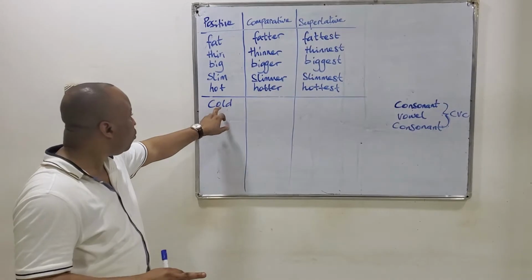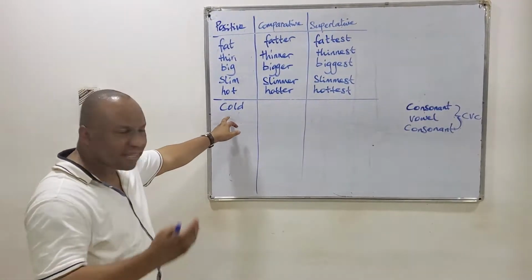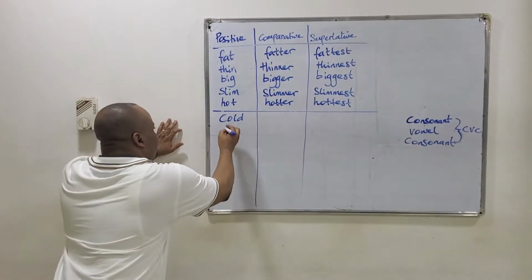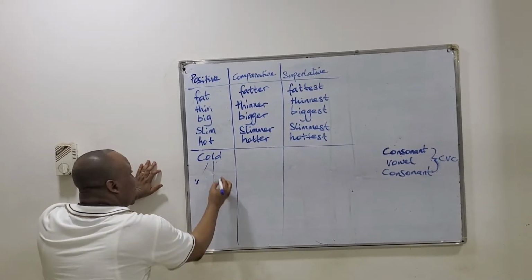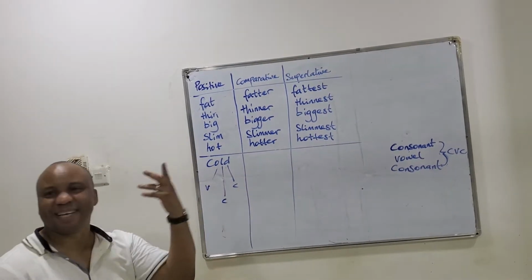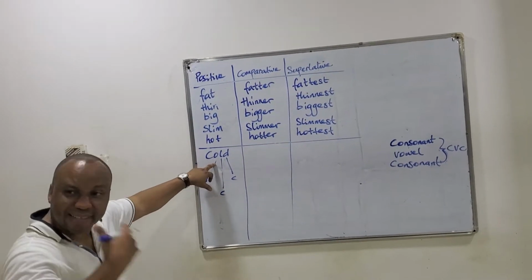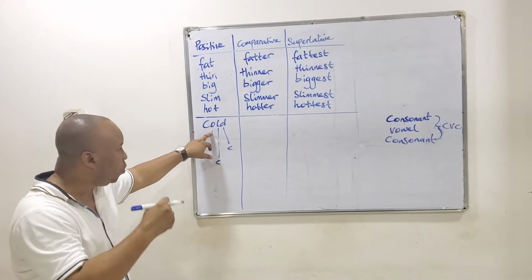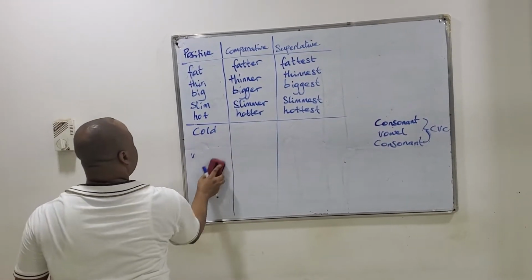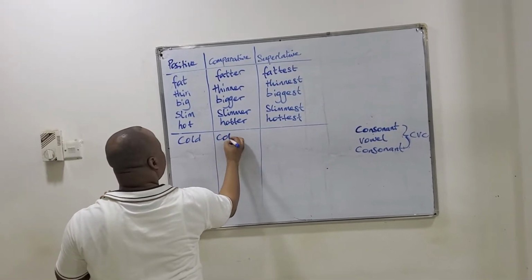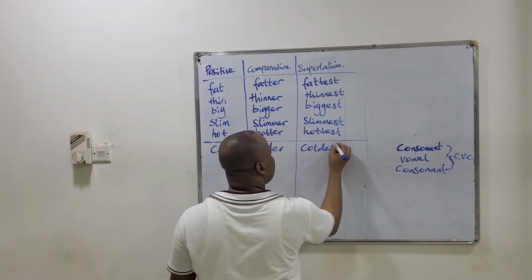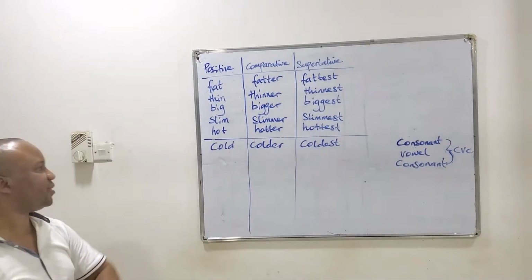Look at the last three letters. OLD. The last three letters do not correspond to CVC. Because O is a vowel, and L is a consonant, and D is a consonant. So we have VCC. What we are looking for is CVC. So it means that the last three letters in this word, cold, do not correspond to CVC. So in this case, what we do is simply add ER. Cold becomes colder. And the superlative, coldest. So cold, colder, coldest.